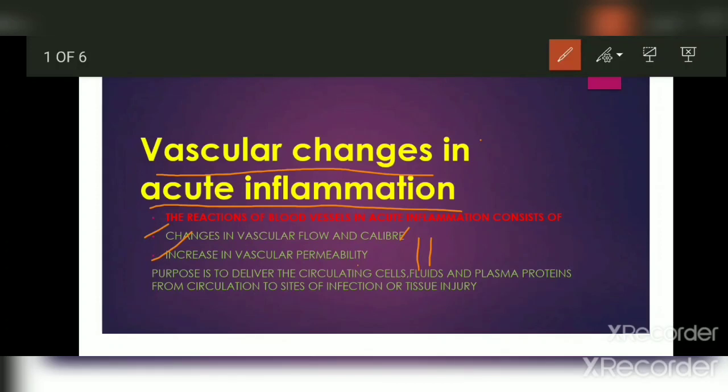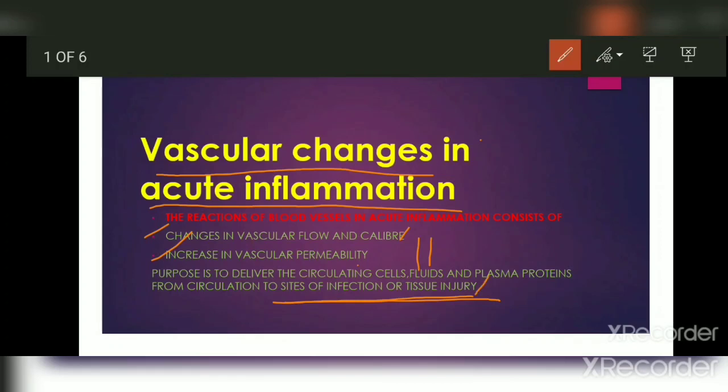So the main purpose is to deliver the circulating cells, fluids and plasma proteins from the circulation to the sites of infection or tissue injury. So the main purpose for these reactions is to bring the plasma proteins, the circulating cells and fluids from the circulation to the sites of injury.